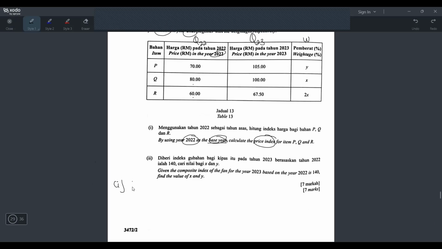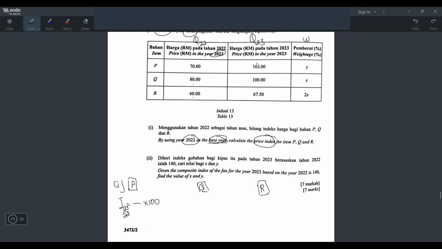So it means there's three answers for this. I'll write P here, Q here, R here, because they want to find the price index for item P, Q, and R. So there will definitely be three answers, one for P, one for Q, one for R. And the formula is I equals price divided by price times 100. I'm finding the price index for 23 based on 22.